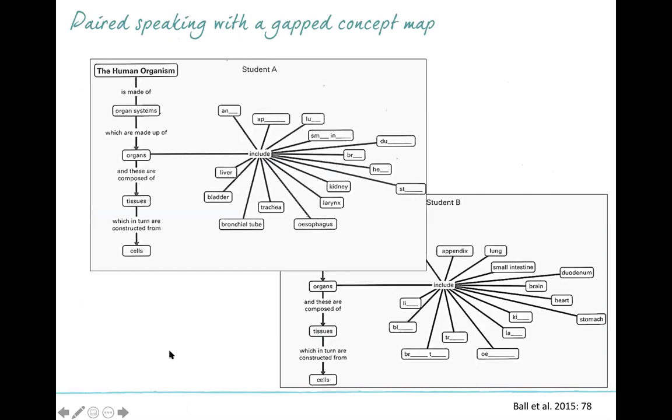A nice task for students to do is to have paired speaking with a gapped concept map where they have to talk to each other using those sentence structures. And this is also something that you can do online if you've got students in groups in Teams calls where they have separate examples and they talk to each other to fill them in. It also works obviously very well as a classroom task.